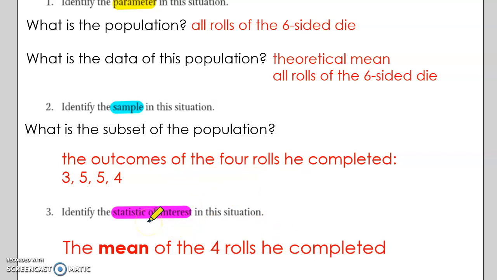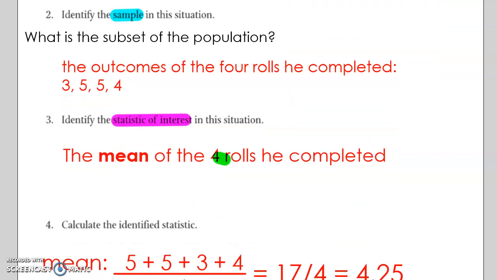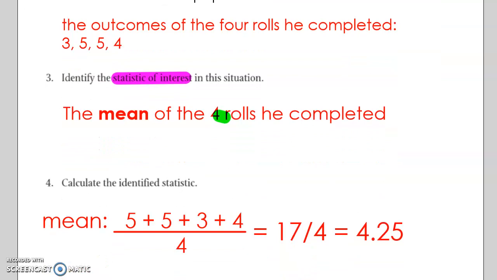What is the statistic? The statistic is again calculating the mean, just like it was for the parameter, but it's calculating the mean of only the 4 rolls. So there is going to be a little bit of repetition here. I hope you see that throughout the lesson today. And then they wanted us to actually calculate it for the 4 rolls. So the mean or the average is 4 25/100.